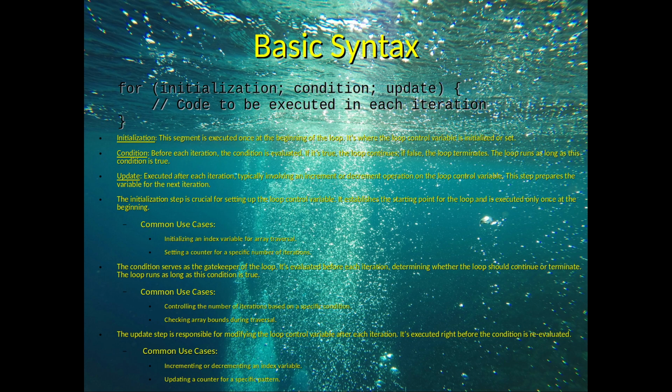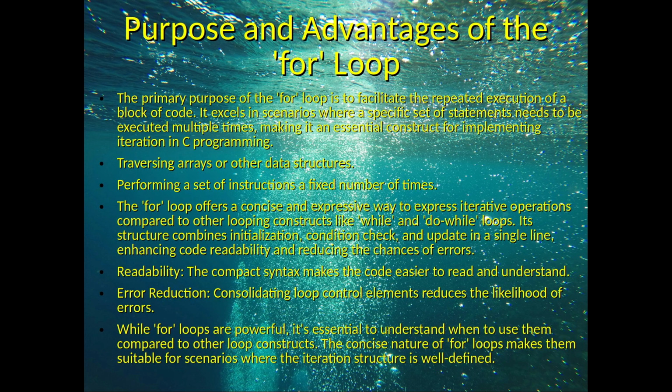You will typically see things like for int a equals 0, a is less than 10, a plus plus. So just increment a by 1. So that's really straightforward, and that's your typical for loop. Now, the primary purpose is to facilitate repeated execution of a block of code. It's good at traversing arrays, performing instructions a fixed number of times.